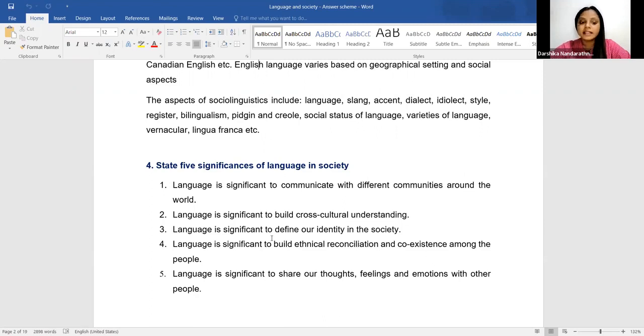Okay, you know that. The language is significant to share our thoughts, feelings and emotions with other people. So that is one of the most important uses of language in society. We need language to share our thoughts, feelings and emotions with other people. Okay, so in this way you need to mention 5 importance or significances of language in society. Basically when and where we use language in the society. Okay, that is the thing that you need to mention under this question.